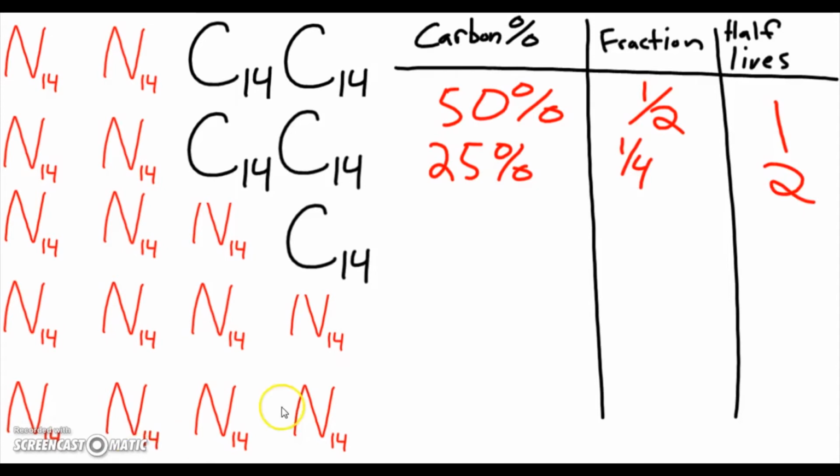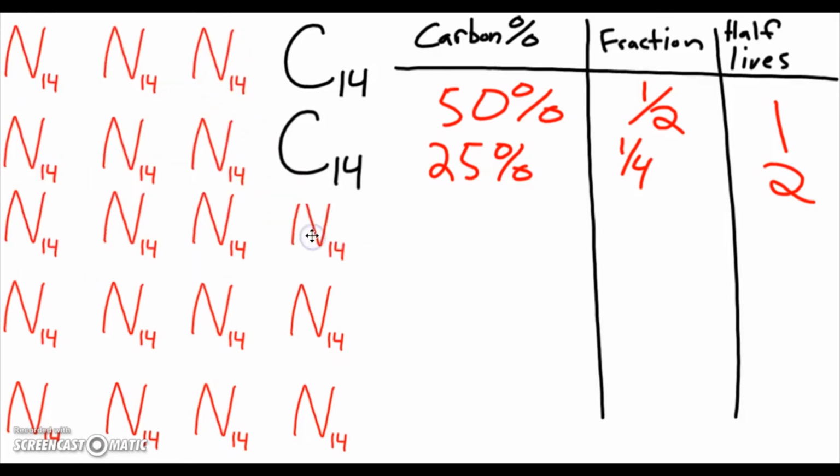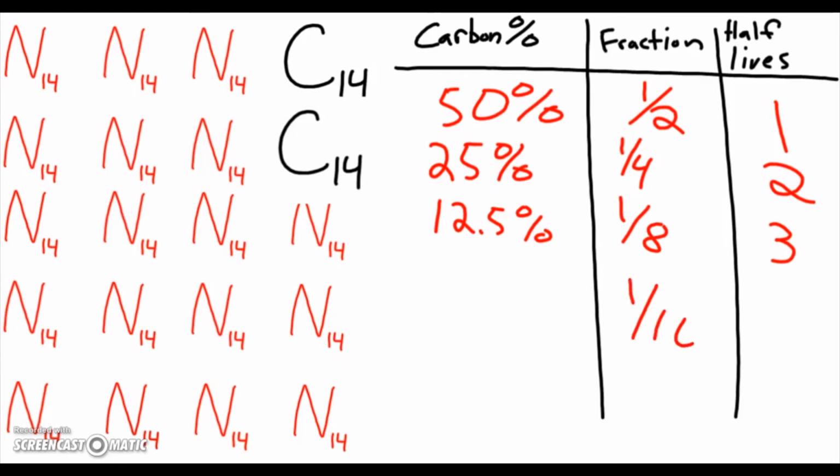If we keep this going, the third half-life, half of the remaining carbon will flip over again. You see that eventually you start running out of carbon to flip. You end up with 12.5% carbon remaining. That's 1/8. And we have 3 half-lives. Just to fill in the chart, 1/16 is next.